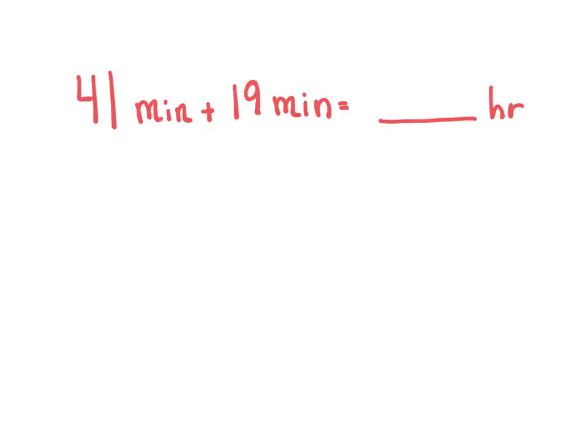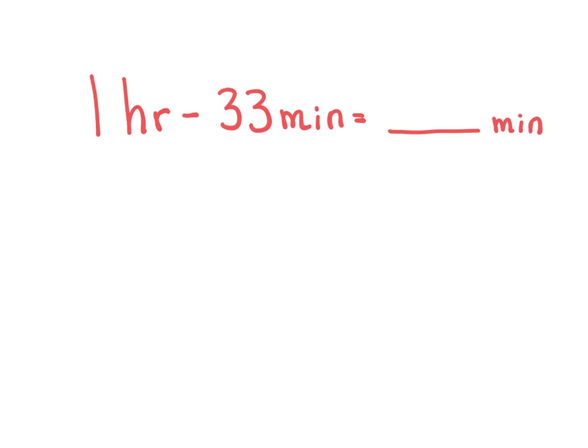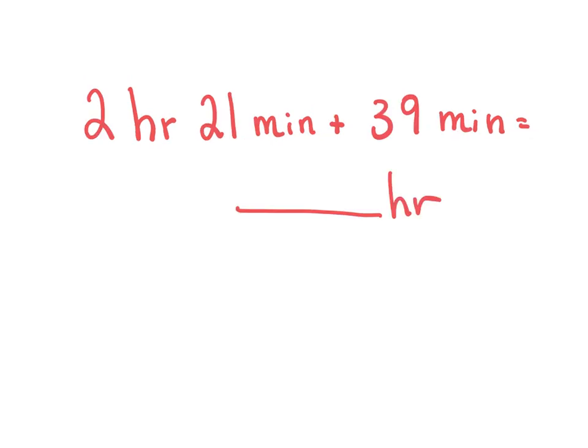First one, 41 minutes plus 19 minutes is equal to how many hours or hour or whatever? 1 hour, take away 33 minutes is equal to how many minutes? 2 hours, 21 minutes plus 39 minutes is equal to how many hours or hour?